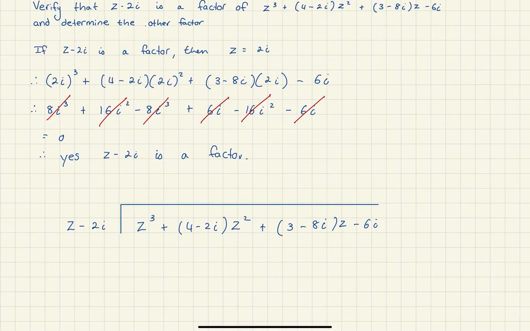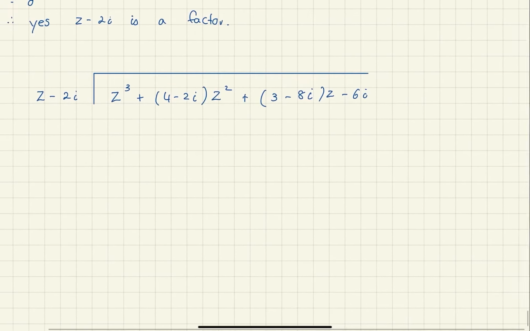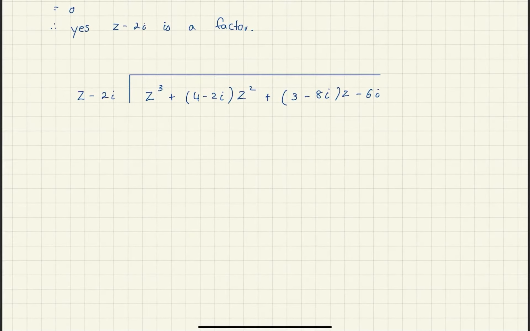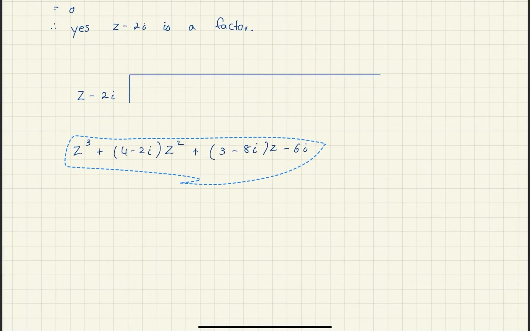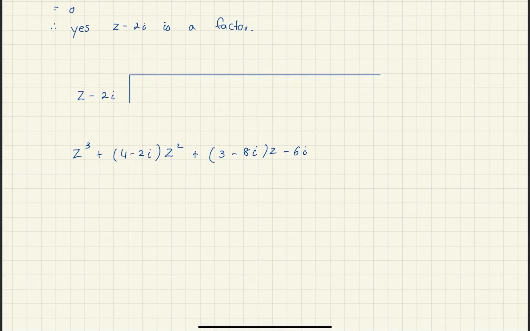Okay, so let's simplify this thing. I'm going to write it in blue. Let me just move it out. So this has got nothing to do with the long division. This is simply to make this long division step a little bit easier for me. So I'm going to write this out. This is z cubed, can't simplify that anyway, plus, what is this? This is 4 times z squared minus 2i z squared. Okay, so I've just expanded that out.